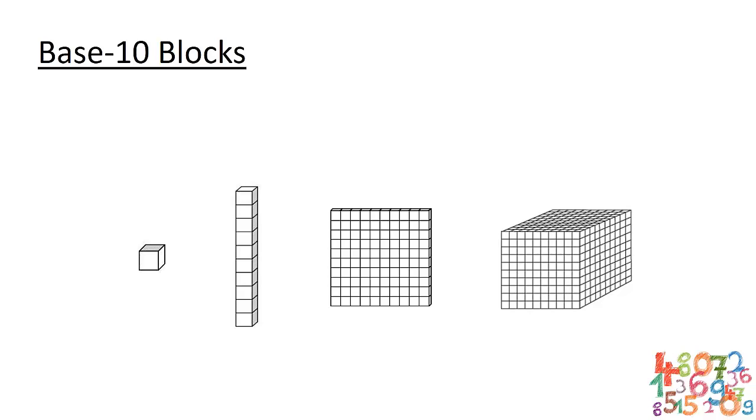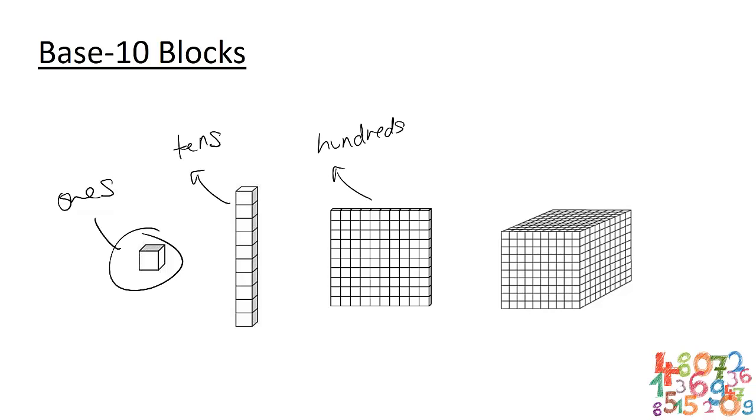To help model decimal numbers, we use manipulatives called base 10 blocks. On the left, we have the ones block, which typically represents a single unit. Next is the tens block, which typically represents 10 units, and you can actually count all 10 of those units inside of this 10 block. Next is our hundreds square. This typically models 100 units.